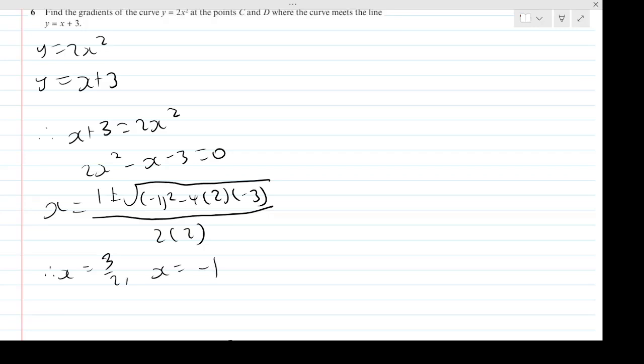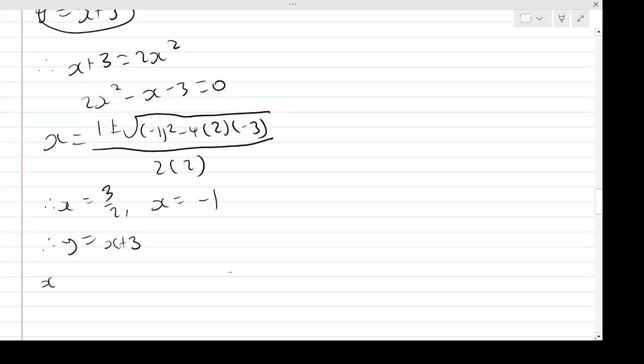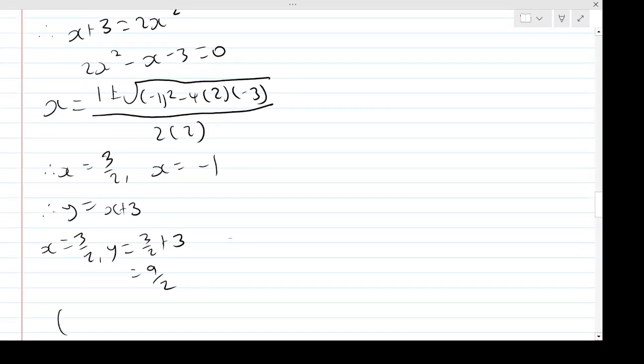But then I need the y coordinates too. I need my points C and D. So I can substitute x into either. So y is x plus 3. So firstly, when x is 3 over 2, y is going to be 3 over 2 add 3. That would be 9 over 2. So that gives me the coordinate (3 over 2, 9 over 2).